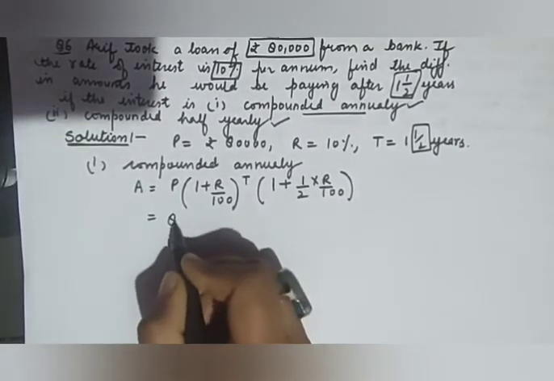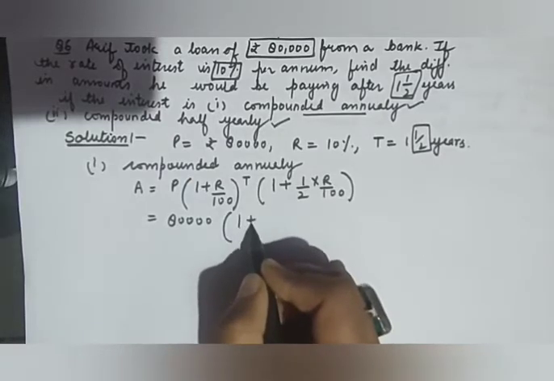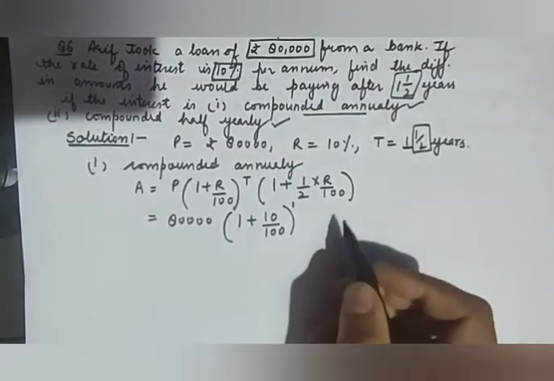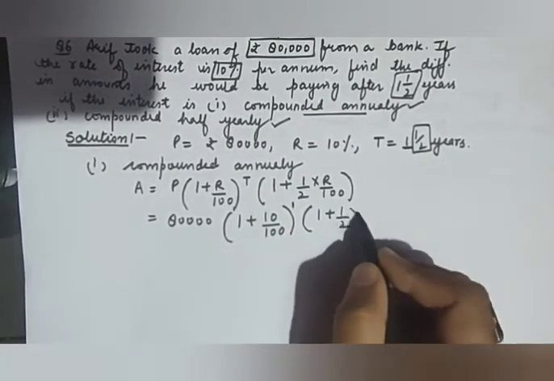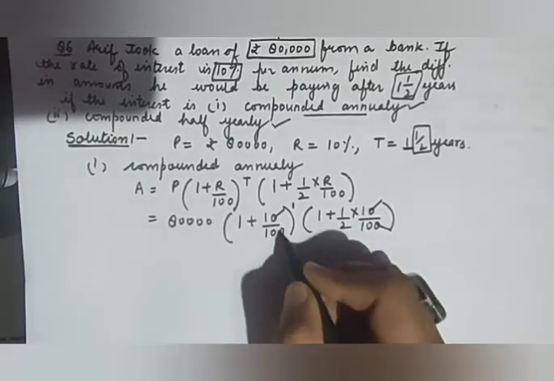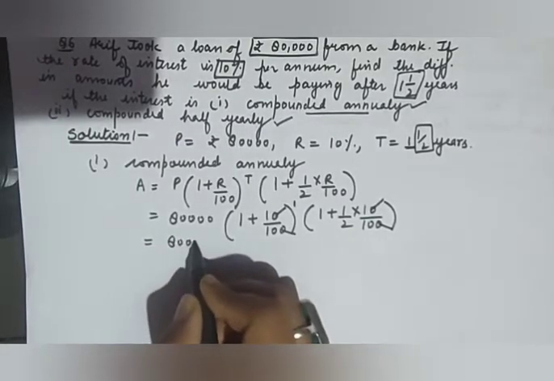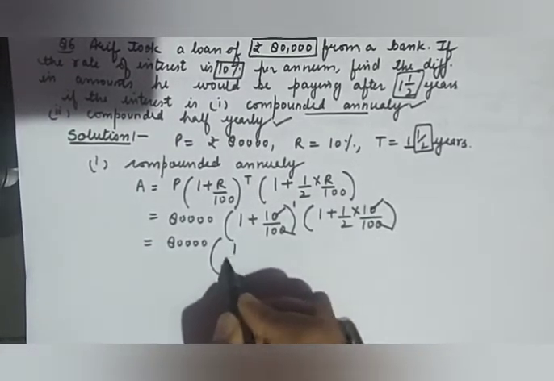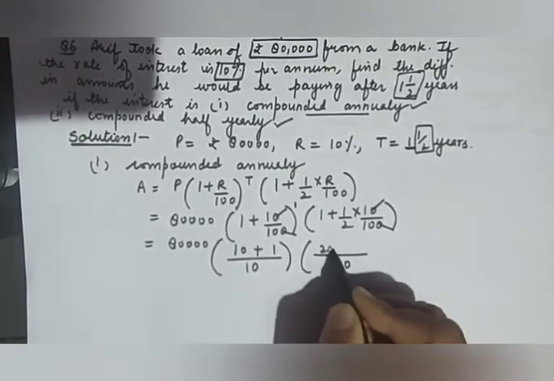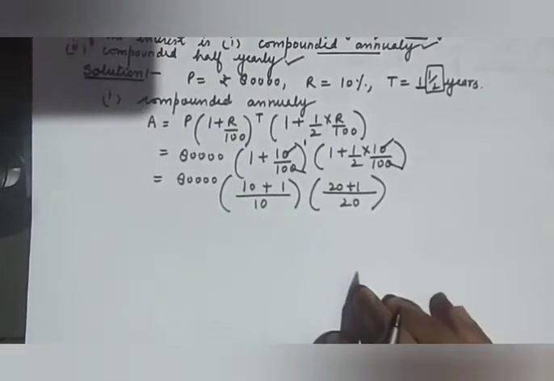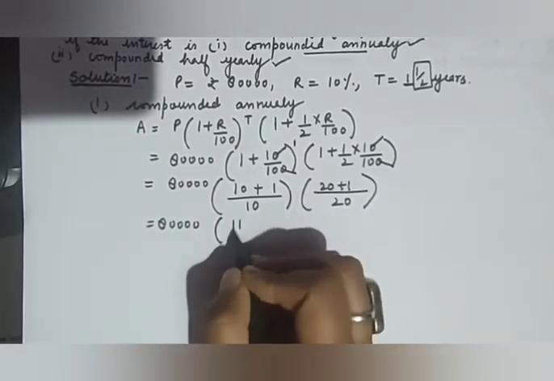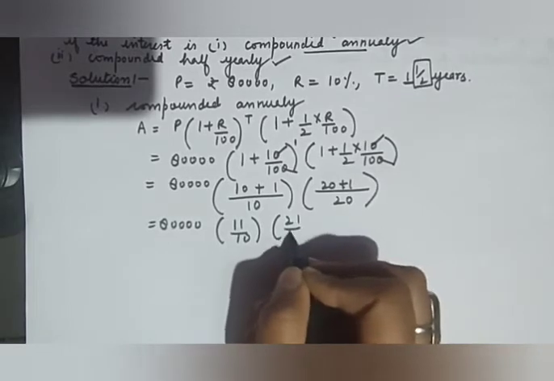So what is my P here? This is 80,000. What is my R here? That is 1 plus 10/100. Already my whole year is 1 only, so I will be writing 1 here. So 1 plus 1/2 into 10/100. Let us calculate zeros first. This 0 and this 0 will be cancelled. This 0 and this 0 will be cancelled. So it is 80,000. I will be taking my LCM here. So it is 10 plus 1. And again, if I take LCM, it is 20 plus 1 here. So what will I be getting here, beta? I will be getting 80,000 and 11/10 and 21/20 here.